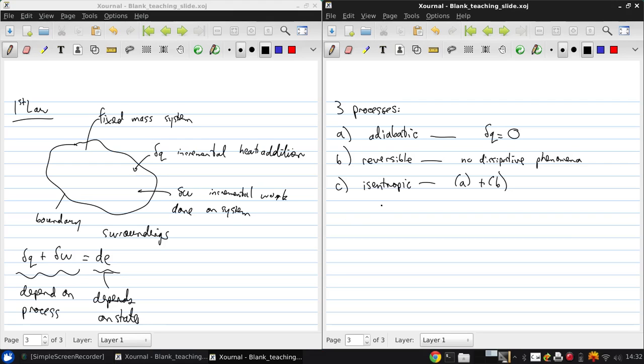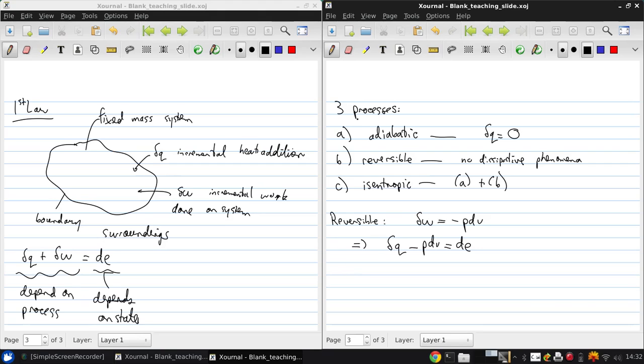Now, for the reversible process, the work is equal to minus PdV. And so putting this into the first law, we can write that delta Q minus PdV equals the change in internal energy for a reversible process. And we'll just keep that one in mind.